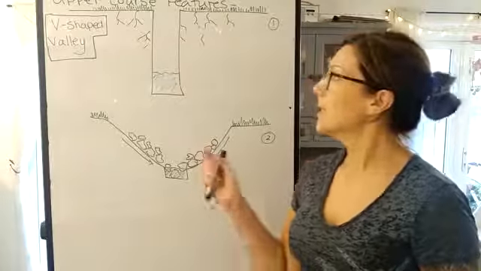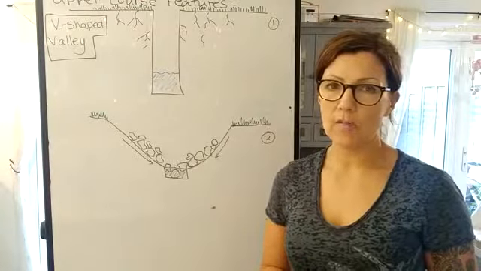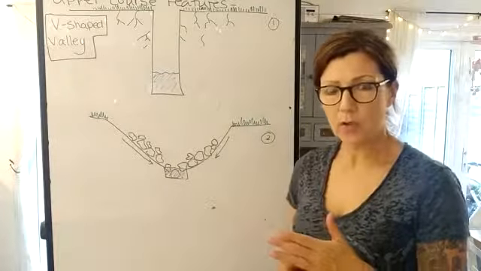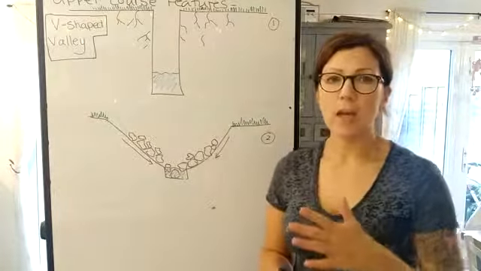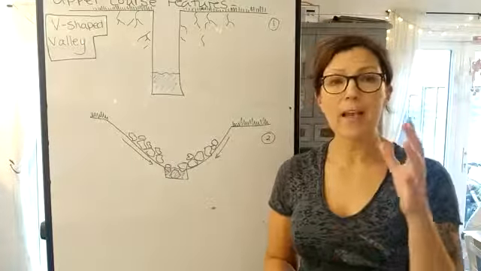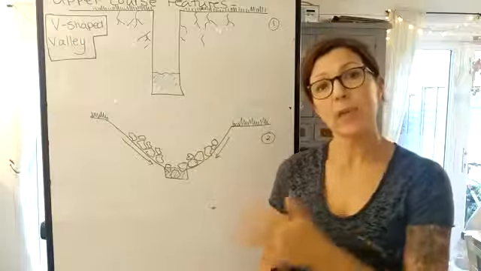In this video we're going to consider some of the features in the upper course of the river. So we're going to start with a V-shaped valley. These are always found in the upper course where the river is eroding predominantly vertically because, as you remember, it's much further away from sea level than it wants to be.